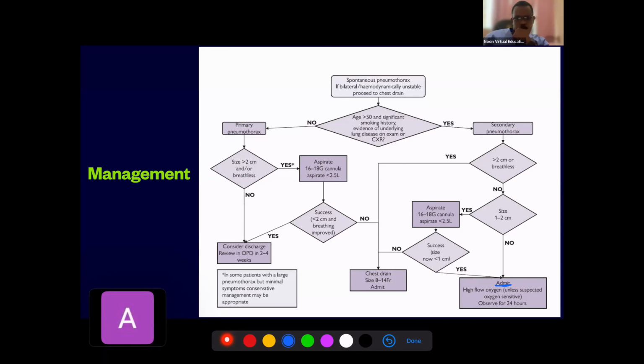Very good. From the beginning, if it is a primary pneumothorax with small size less than 2 centimeters, in this case consider discharge. Yes, exactly, discharge and follow-up in 2 to 4 weeks. And if it was a large size more than 2 centimeters, then aspiration successful, discharge; unsuccessful, chest drain and admission.